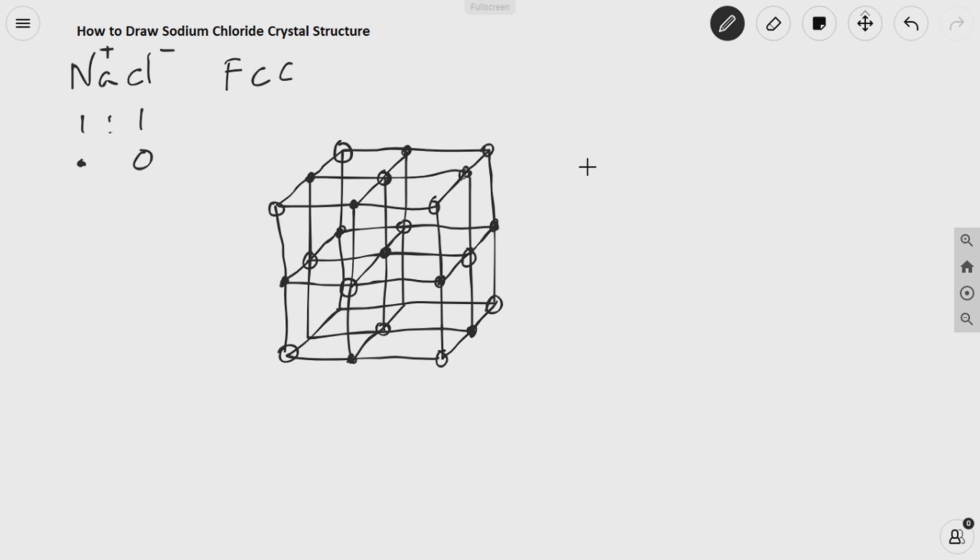We can also find out the coordination number. Check out the middle one. It is surrounded by chloride ions. I'm counting the number of chloride ions: 1, 2, 3, 4, 5 and 6. So each of the sodium ions is surrounded by 6 Cl minus, that is the chloride ions. Hence the coordination number is 6.